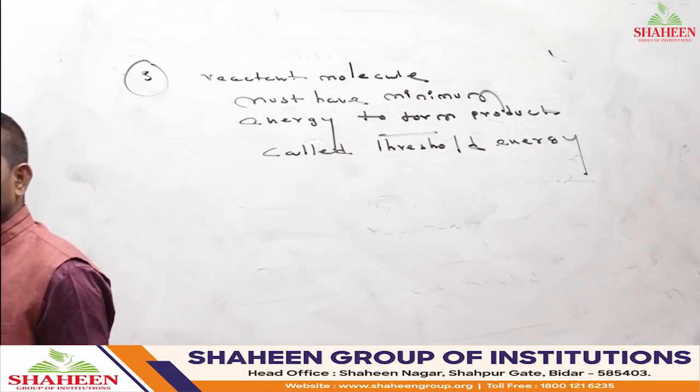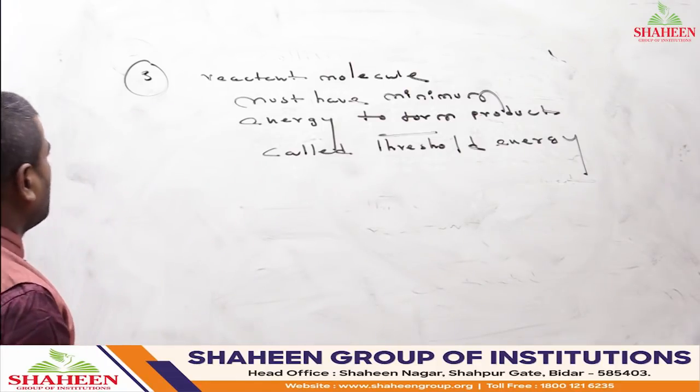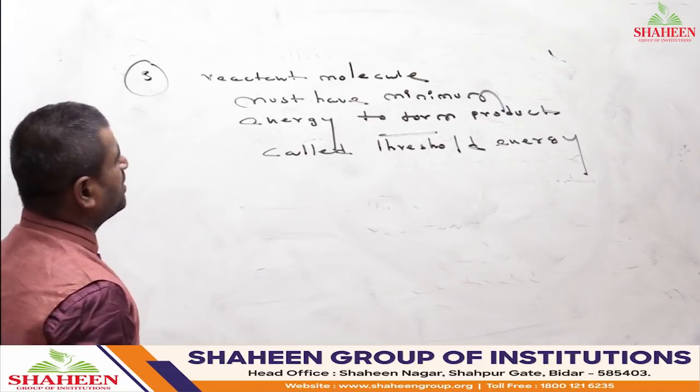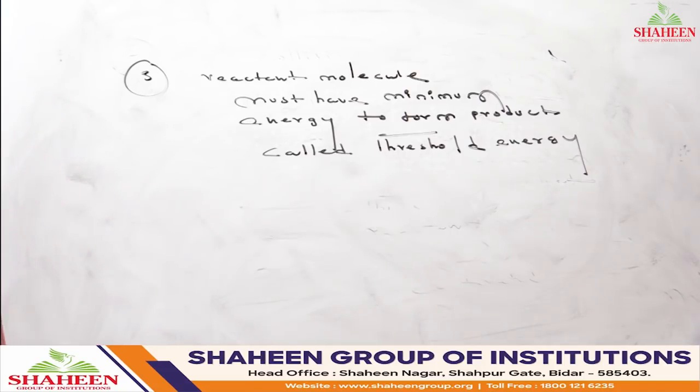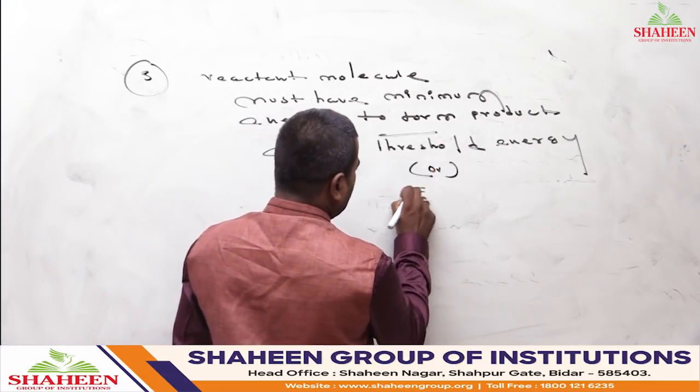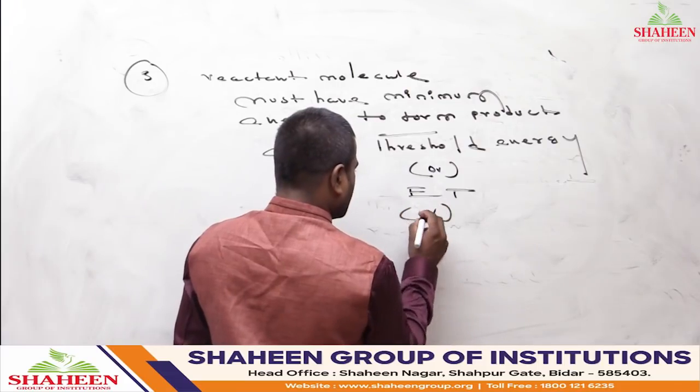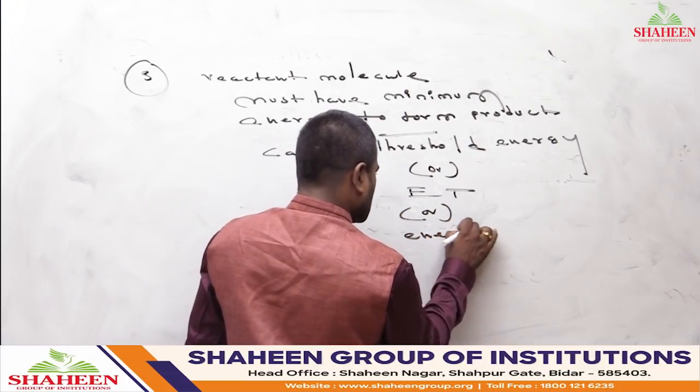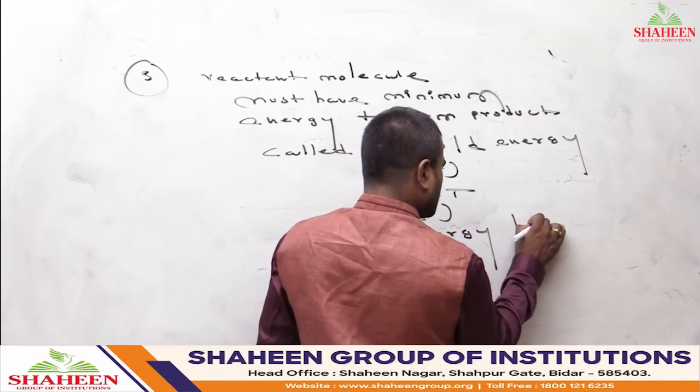Remember students, the reactant molecule must have minimum energy. The reactant molecule must have minimum energy, then it will convert into product, otherwise there is no product formation. Whatever minimum energy the reactant molecule has, that energy is called threshold energy, also called energy barrier, ET.